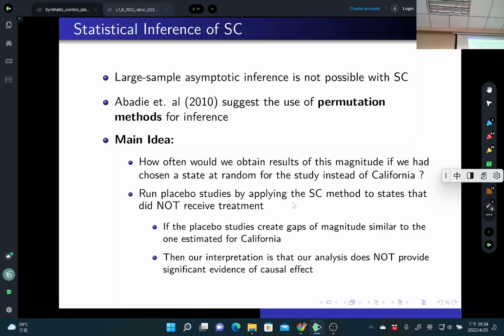If we find a lot of such estimates are bigger than California's estimate, then we might interpret that our causal effect for California does not really represent evidence for a causal effect, because we use non-treated units and run the same synthetic control estimation, and we also get very big impacts. And that means maybe the causal effect we estimate for California may be just a chance finding, just by chance, not really representing any causal effect.